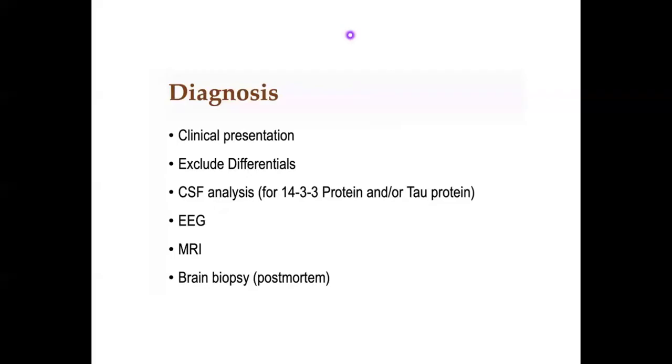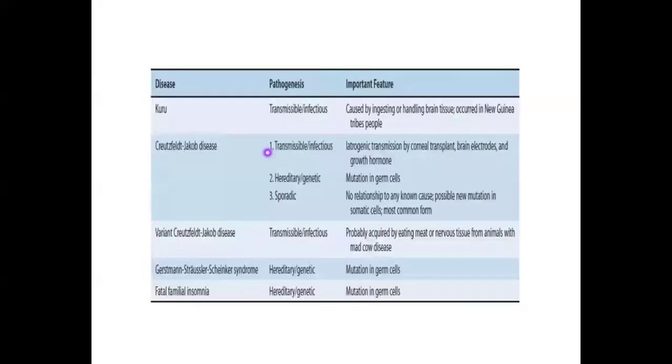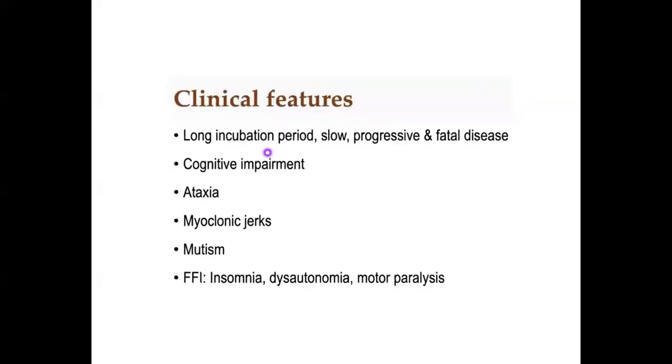I'm seeing another question. What is meant by exclude differentials? So when we say exclude differentials, it means we want to exclude similar diseases that present like CJD. So what that means is a patient will come with these clinical features. Most common is dementia. So when you see a patient who has dementia, you don't start thinking CJD as your first differential or as your first cause of that dementia. There are very many causes of dementia.